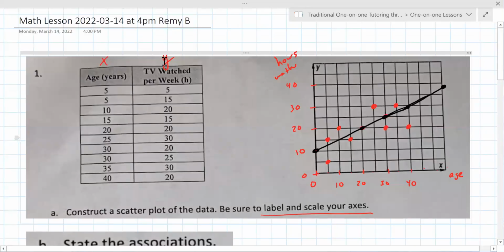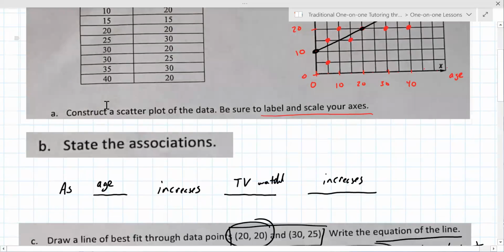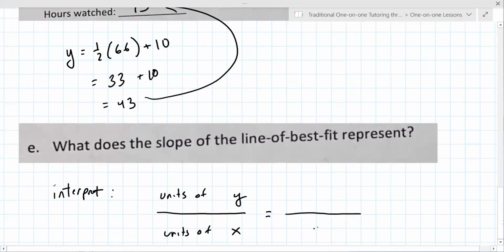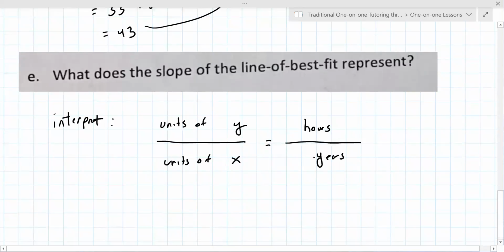Did you write this down when I started out and said, let's call X and Y? I didn't write those X and Y, but I labeled that stuff. All right. So what are the units of X? What does X stand for? Age. In years. So it is age, but we measure it in years. What are the units of Y? TV watched, but what are the units of it? The hours. Okay, so now we can answer this question.